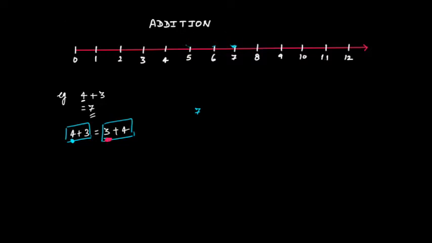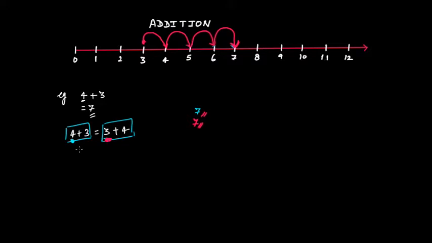So you start from here, 3, and you have to add 4. So you take 4 jumps from here. This would be first jump 1, then 2, then 3, and then 4. Even now in this case you can see that the arrow is pointing towards 7, right? So again the answer is 7. You could see that in both the cases you got the same answer.